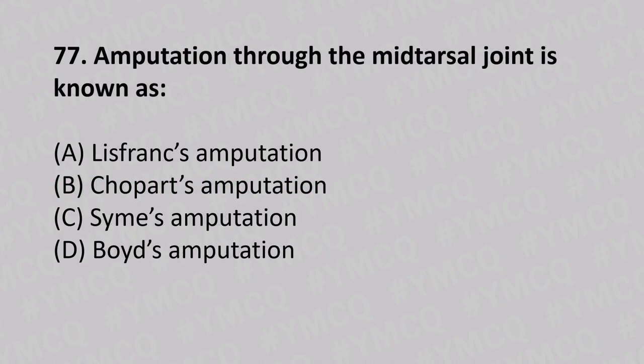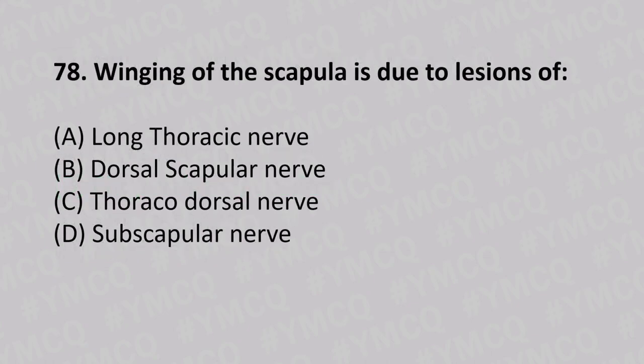Moving to our 77th question. Amputation through the mid tarsal joint is known as Option A, Lisfranc's amputation. Option B, Chopart's amputation. Option C, Syme's amputation. Option D, Boyd's amputation. And the answer is Option B, Chopart's amputation.